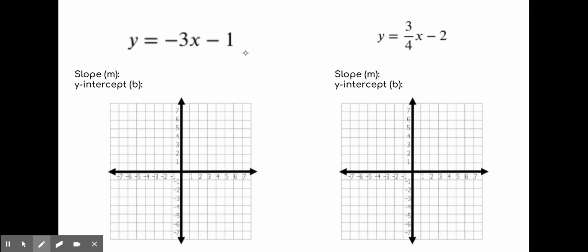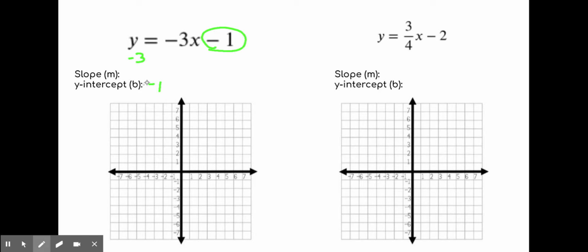Okay, so you've got your steps on that last slide. If you need to look at it, your first job is to identify m and b. So my slope is -3 and my y-intercept is -1. Make sure you use that sign in front. Okay, so I identified that.